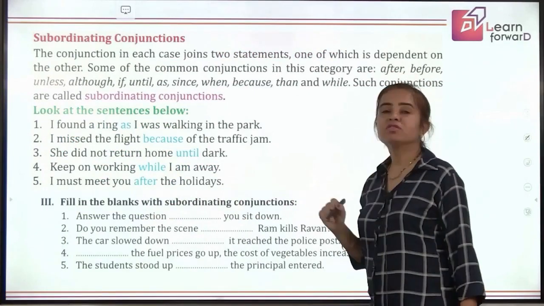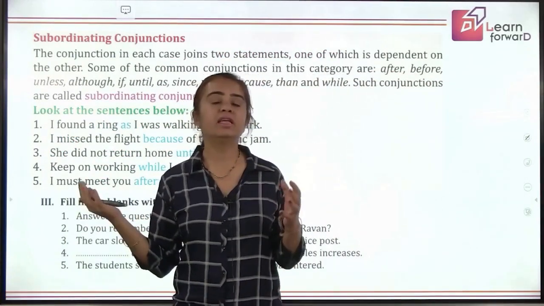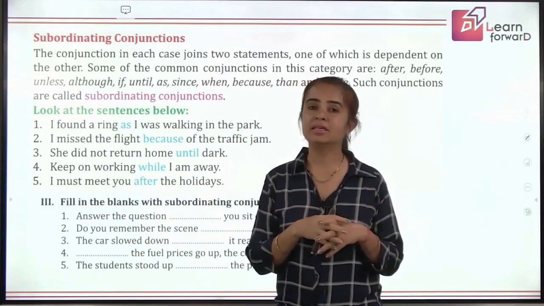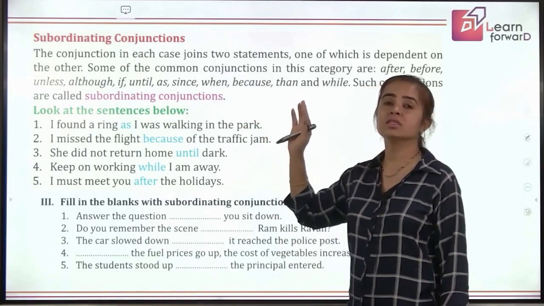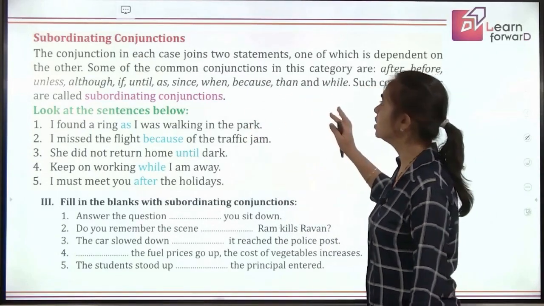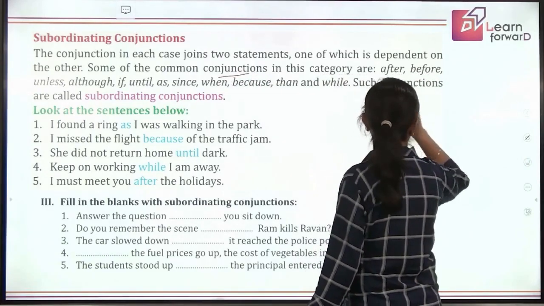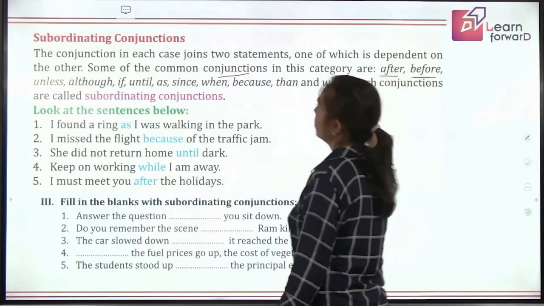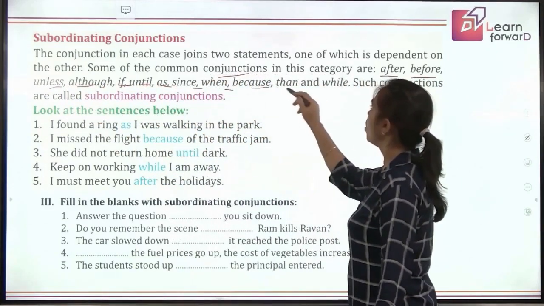Going ahead, we have subordinating conjunctions. Just like coordinating conjunctions, they join two clauses, but here the clauses are subordinating. One clause is the main clause, the other one is the subordinating clause. Some common subordinating conjunctions are after, before, unless, although, if, until, as, since, when, because, than, while.